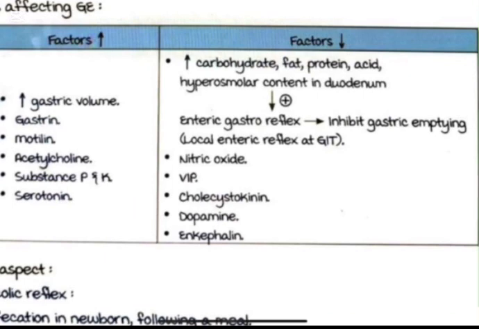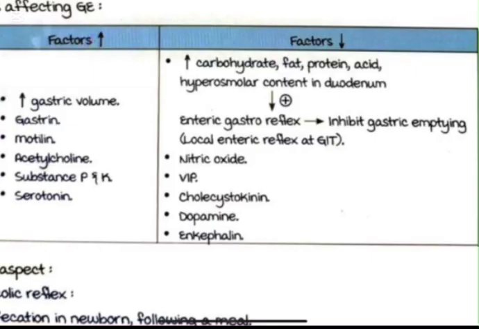Factors affecting gastric emptying. Factors increasing gastric emptying are increased gastric volume, increased gastrin, increased motilin, increased acetylcholine, increased substance P, potassium and serotonin. Factors decreasing gastric emptying are carbohydrate, fat, protein, acid, and hyperosmolar content in the duodenum, which causes a positive enterogastric reflex that inhibits gastric emptying.